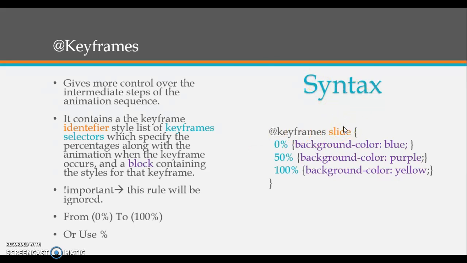Also, it'll have a block containing the styles for that keyframe. So in this case, we have 0%, the background color will be blue, 50% the background color is purple, 100% the background color will be yellow. Anything that is displayed with the exclamation mark and the word important, this rule will automatically be ignored. The keywords that are allowed within this block are from and to, or we can just use the percentage directly.